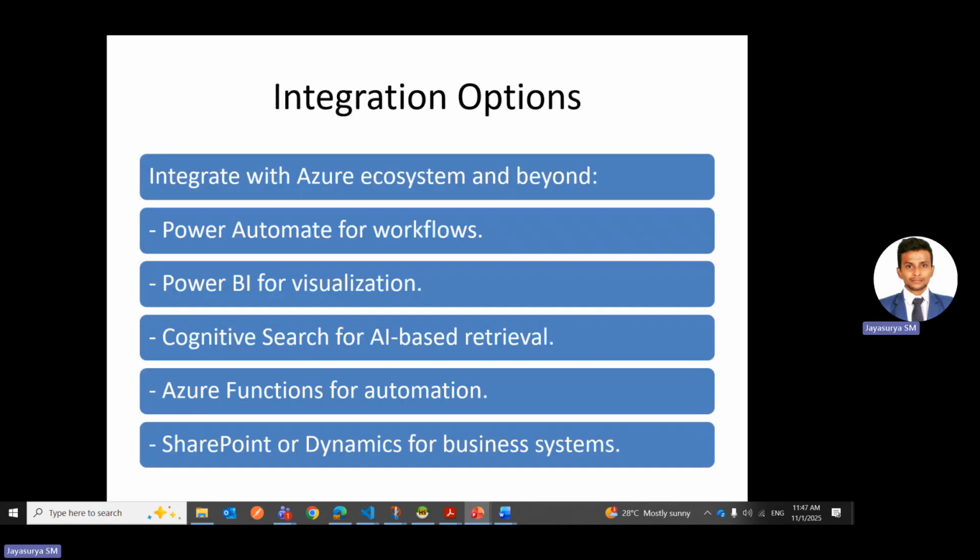So this is the first of the integration options. Here we can integrate with Power Automate, Power BI, cognitive search, and you can do automations with Azure Functions, and you can use SharePoint or Dynamics for business systems.